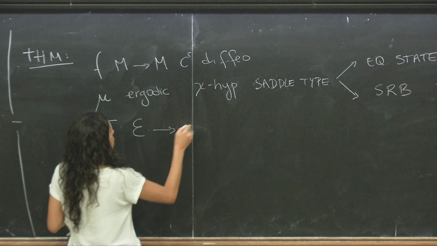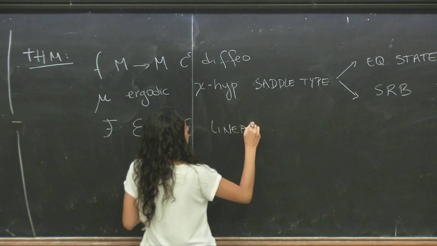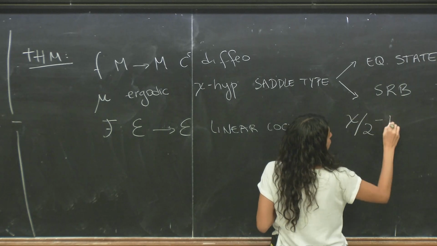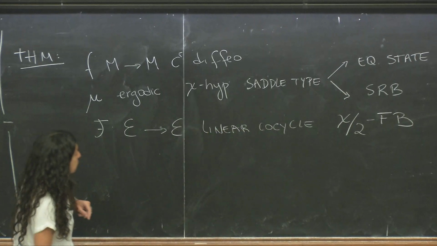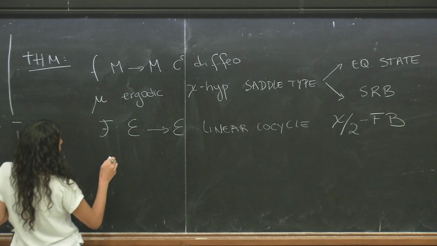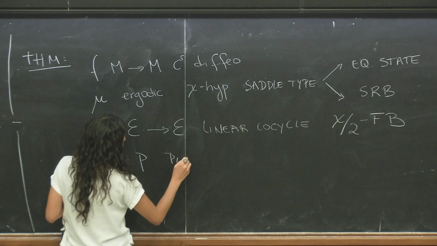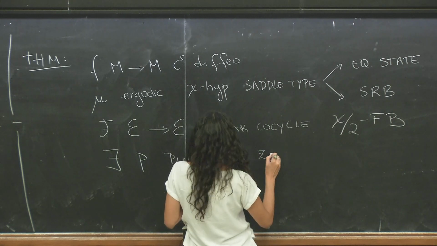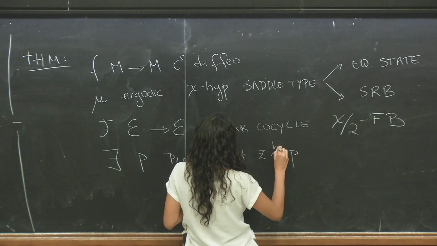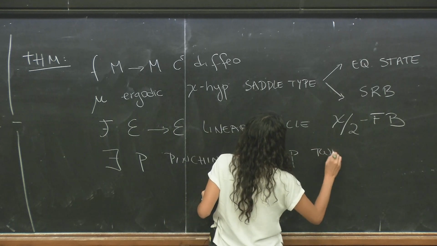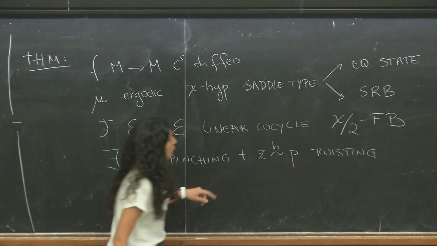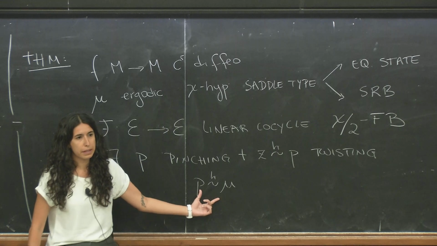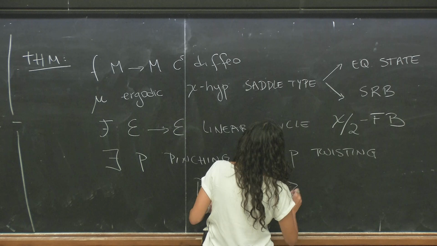I have a linear cocycle with fiber bunching. And there exists P pinching and Z homoclinically related to P twisting. And I know that this pinching point is homoclinically related to the measure μ. I'm going to define this. Then I have simplicity of the Lyapunov spectrum.